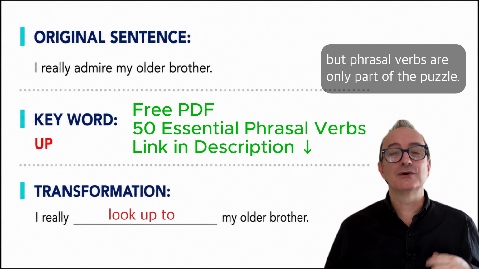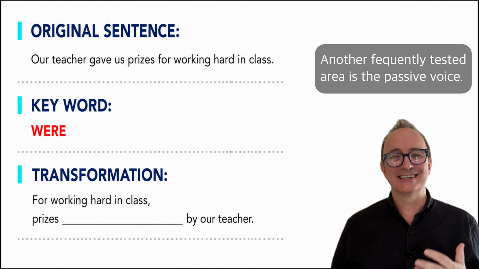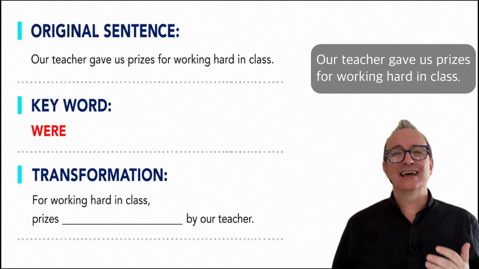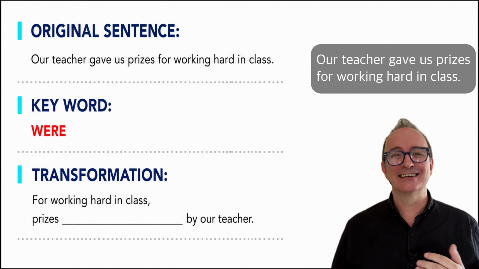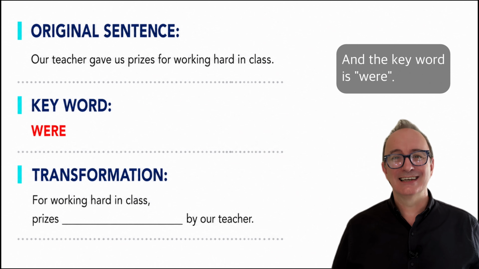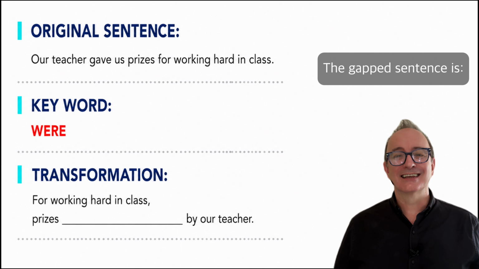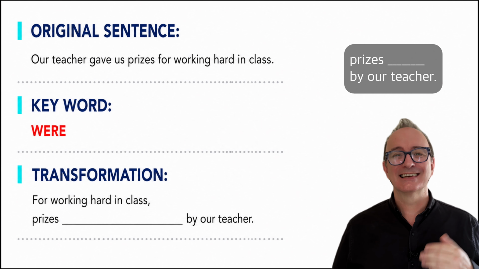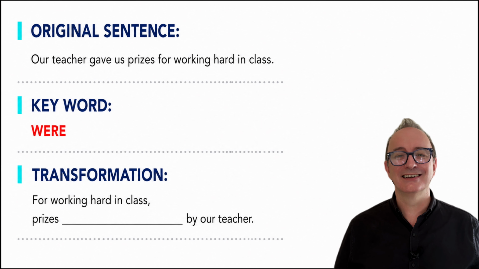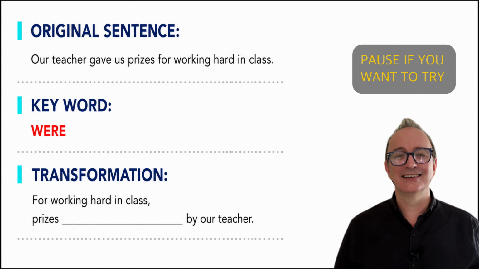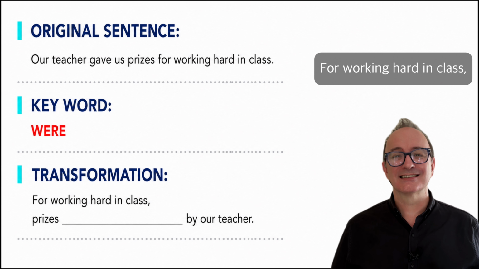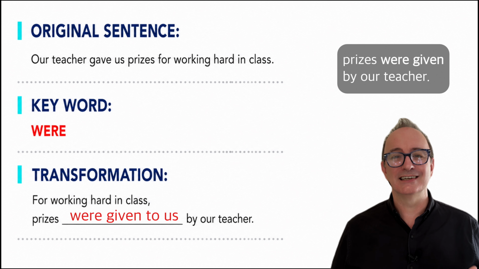But phrasal verbs are only part of the puzzle. Another frequently tested area is passive voice. For example, "Our teacher gave us prizes for working hard in class." And the keyword is "were". The gapped sentence is: for working hard in class, prizes, gap, by our teacher. So the answer is: for working hard in class, prizes were given by our teacher.